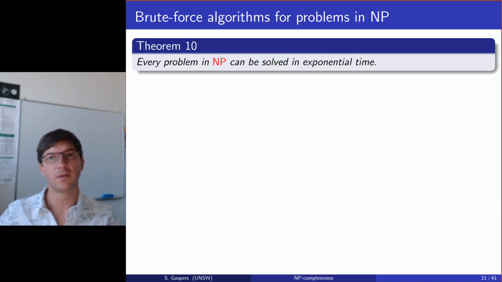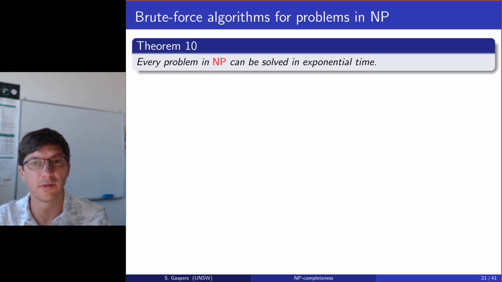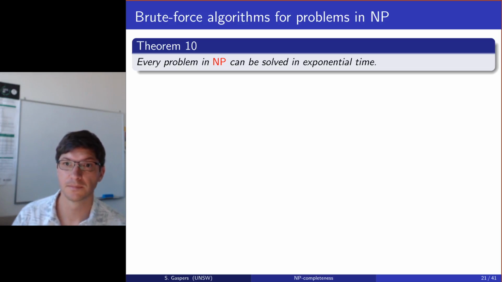Okay, our next theorem gives us a brute force way to solve every problem in NP based on these certificates. It says that every problem in NP can be solved in exponential time. So we never need double exponential time, for example.